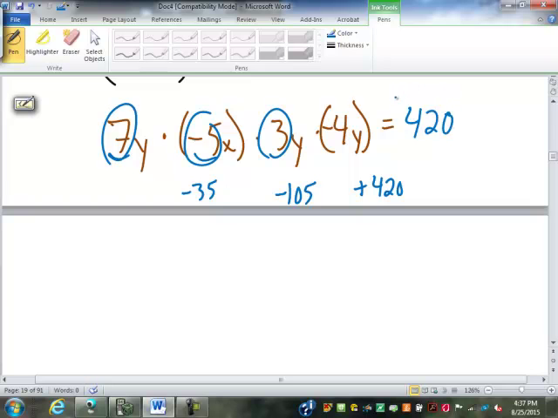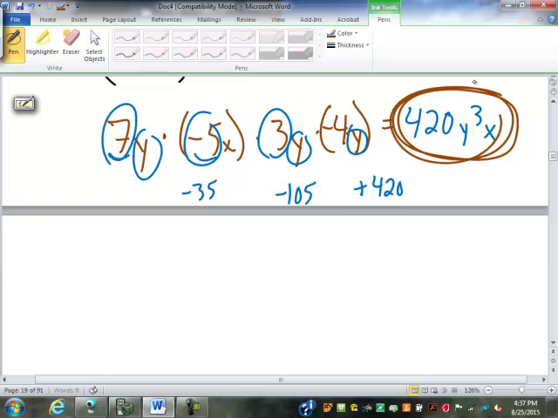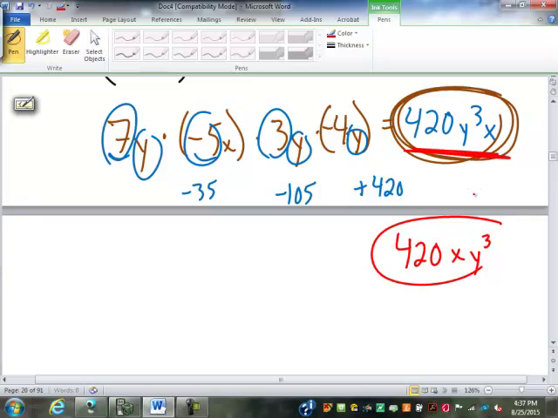Now, what do we do for the names? Well, we've got y, and y to the third, and then you got the x. There's absolutely nothing wrong with what I just wrote here, but technically, math grammar says our variables should go alphabetically. So technically, this is correct up here, but technically it's more correct to say 420xy to the third. My math lab should accept it either way. If it does not, if you put this in for this and it says it's wrong, let me know and I will change it for you again.